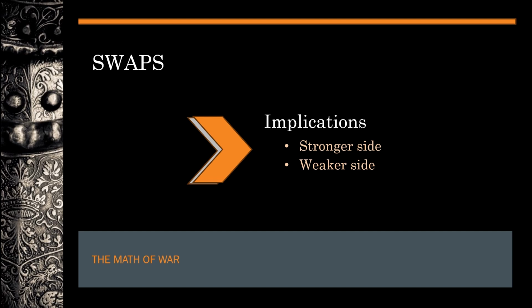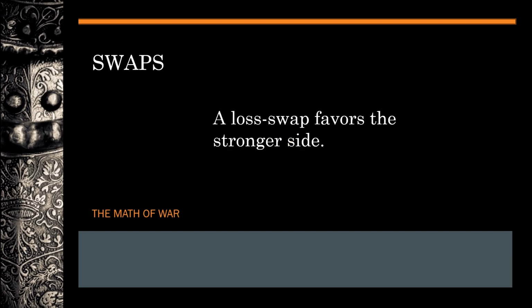This one principle that we have discussed today, that a loss swap favors the stronger side, drives a large part of the choices that adversaries make today, be they governmental entities, breakaway factions, business corporations, or law firms, or contestants in some game tournament, and that they have made throughout history.